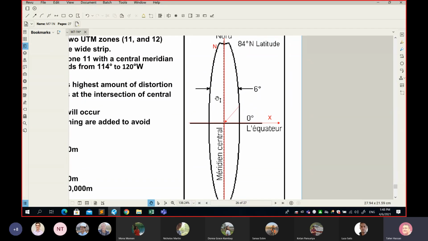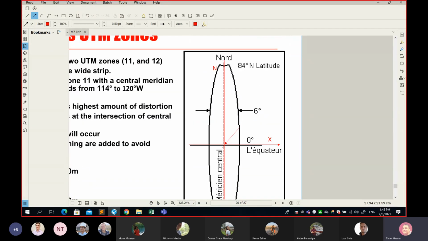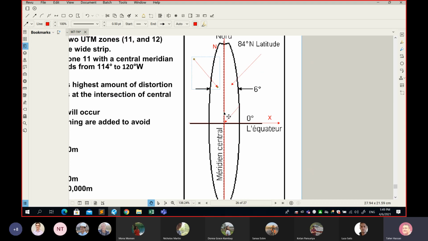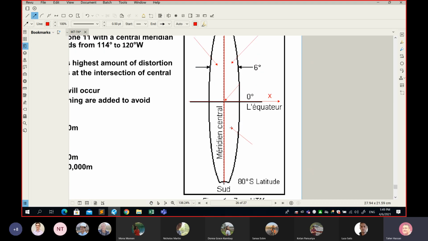One more time. If you see my coordinate system, the central meridian will be the north, and the equator will be the x, and the 0, 0 origin is here. What does it mean? It means everything here is positive, x and y. Everything on this quadrant here, x is negative, y is positive. Everything here, the y is negative. Everything here is y negative, okay?